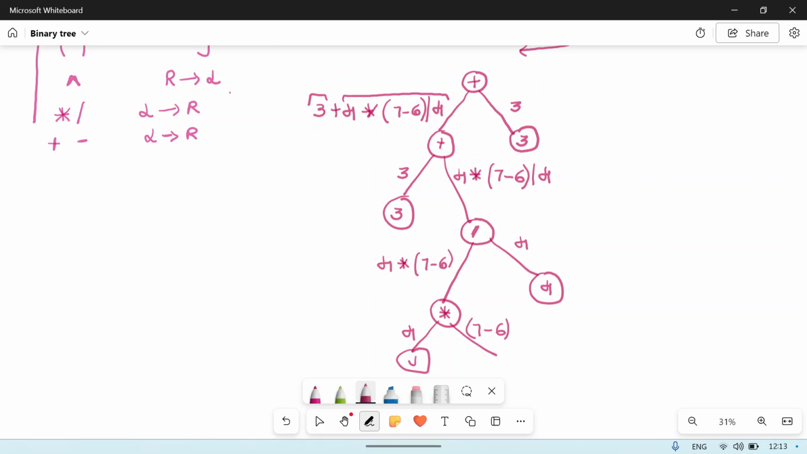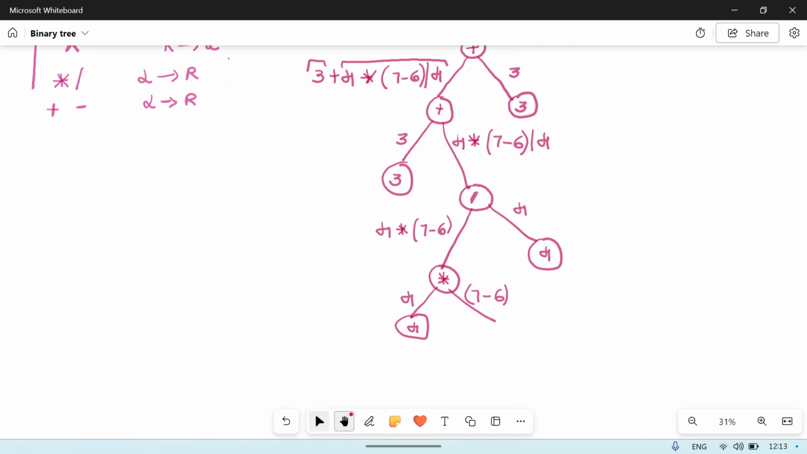So 4 becomes the left child, and the right side is 7 minus 6. So minus comes here, and 7 here, and 6 is over here. Are you understanding? So take the least precedence operator, place it at the top as root, and then take everything towards the left of that operator as a left child, and everything to the right of it as a right child.